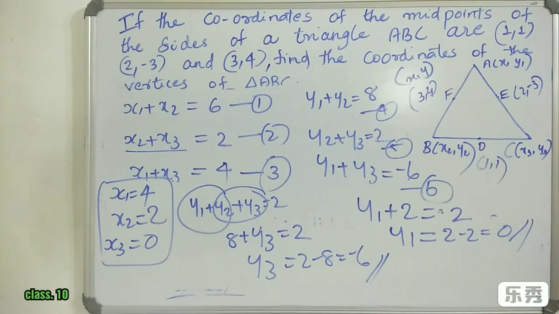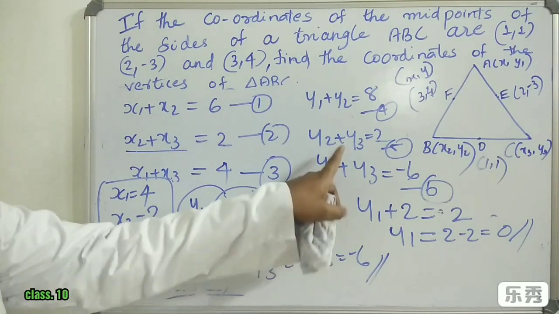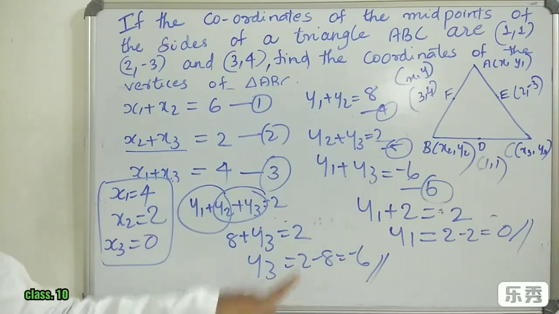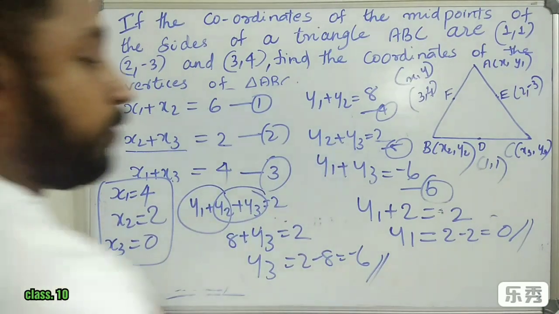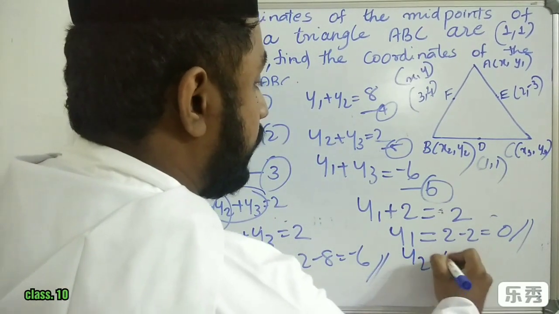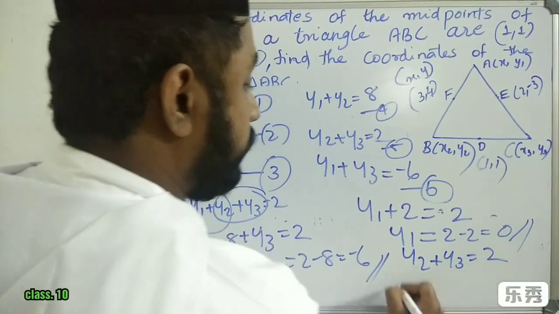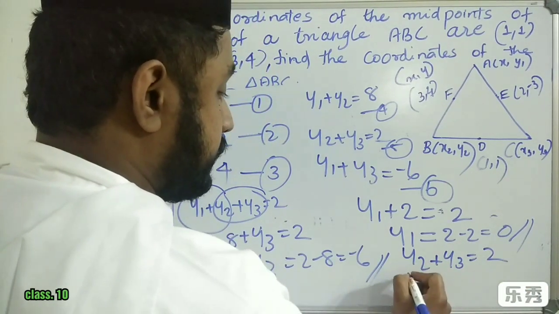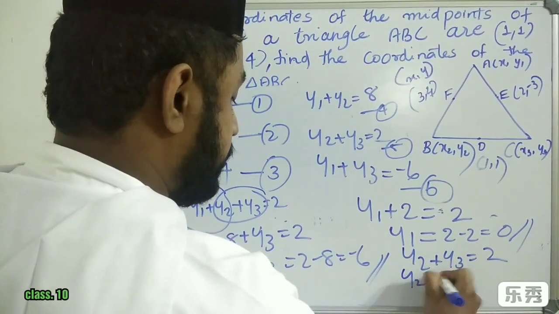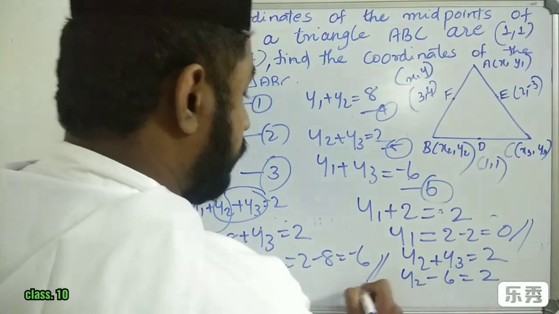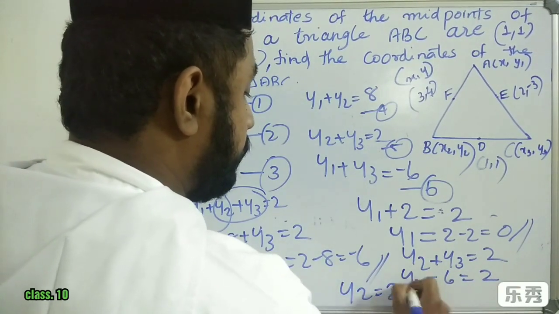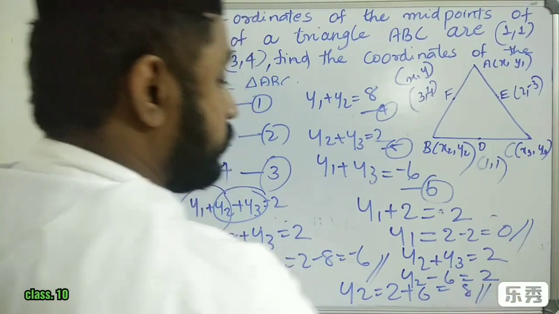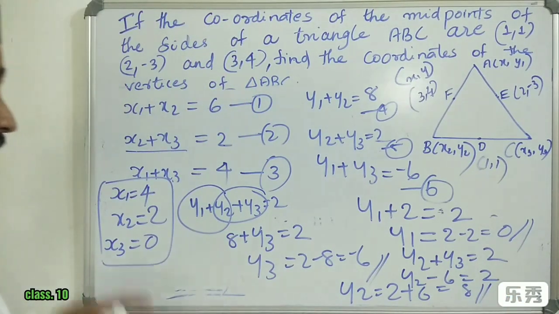Then we have to find out y2. y3 is minus 6, and y2 plus y3 is equal to 2. Therefore y3 is minus 6, so y2 minus 6 is equal to 2. y2 is equal to 2 plus 6, 8. So we got y2 is equal to 8.